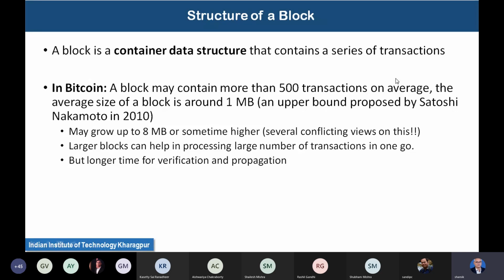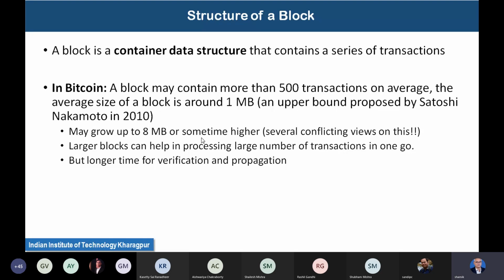So there will be several transactions in a block. In Bitcoin, and we are now focusing on Bitcoin, a block can contain more than 500 transactions on average. There could even be some 1,000 transactions. The average size of a block was set by Nakamoto as 1 megabyte.